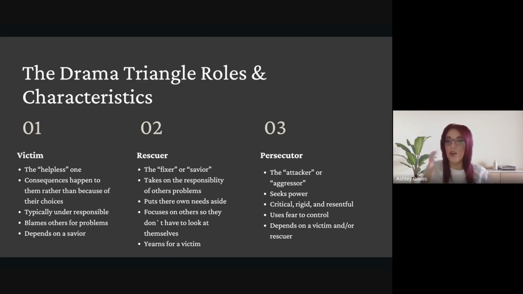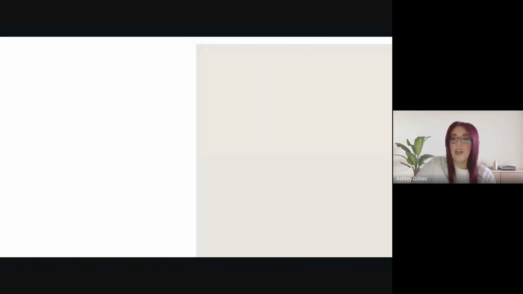Again, if you look in your system, you're going to find all three of these roles within your system. If you have not watched my videos on roles and you're not understanding what system means when I say that, please go watch that video. You'll understand it a lot more. Okay, so that is what the 3 roles are and some of the characteristics.